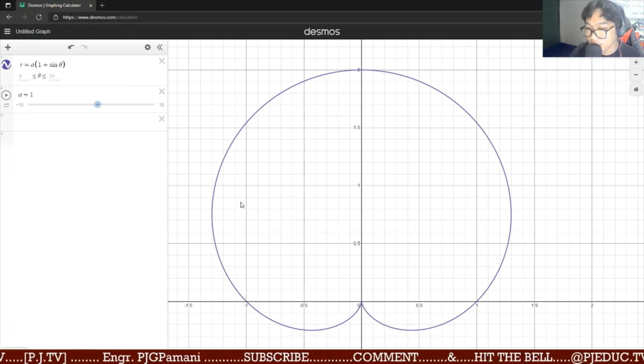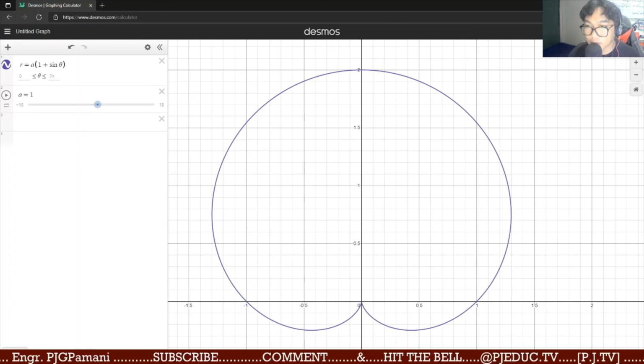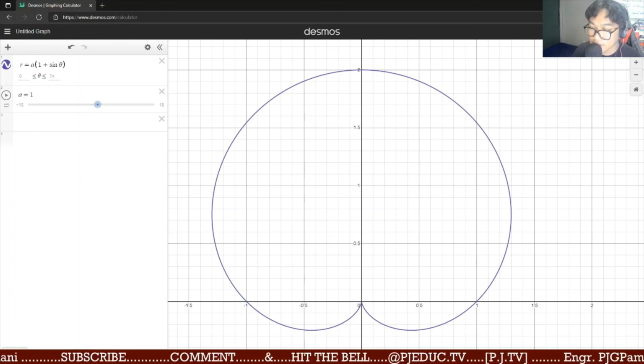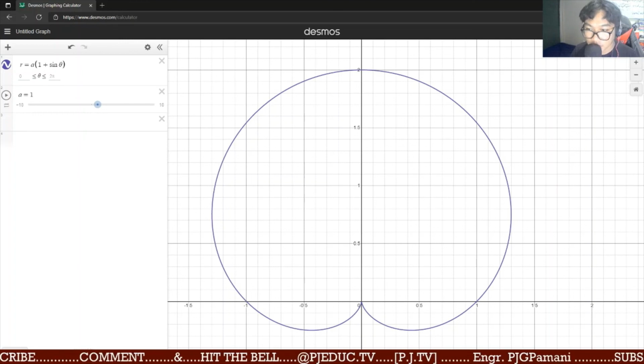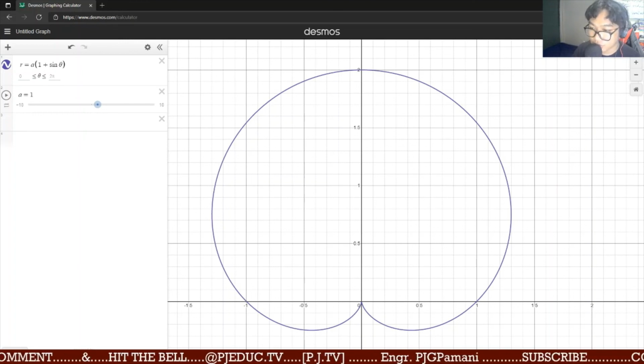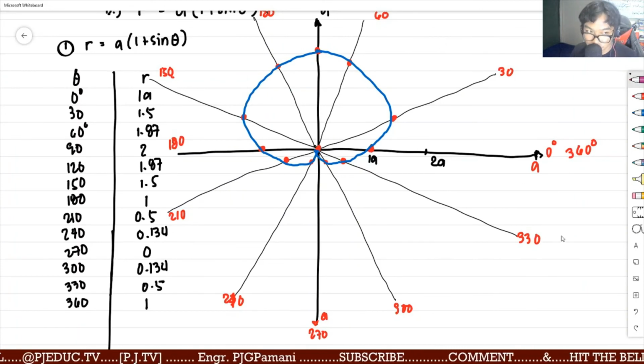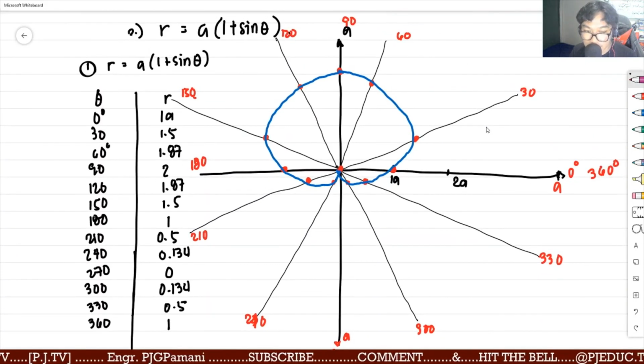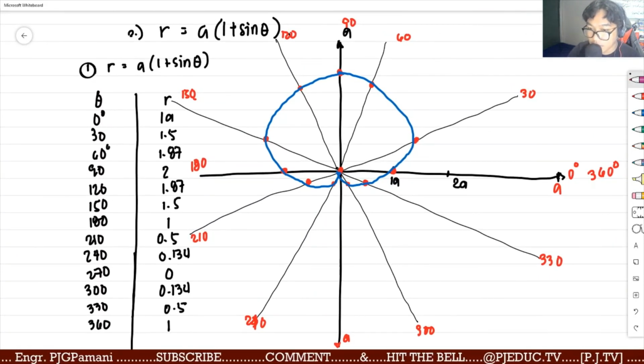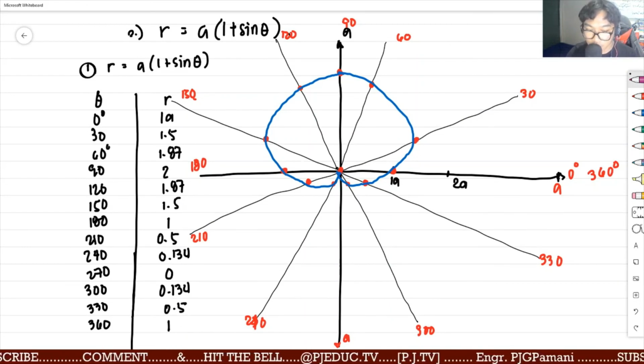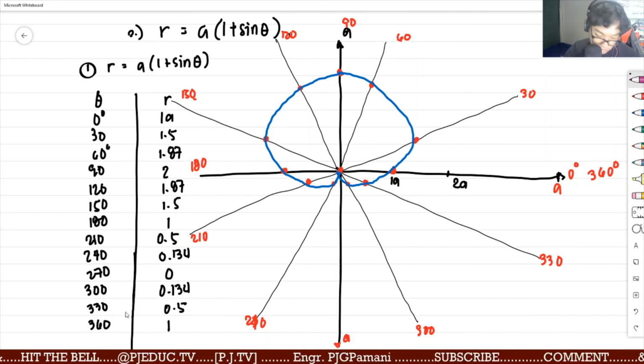You can always use this particular website for you to check your graph if it is correct or not. But if you're going to answer any questions, assignments, and quizzes later on, please show your solution step by step and detailed solution, just like what we did in this example. Okay? Naiintindihan po ba on how to plot or draw your polar curve? Yes, sir.